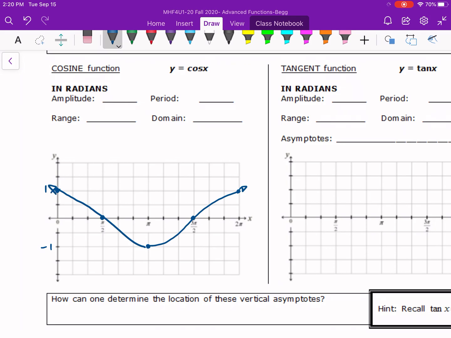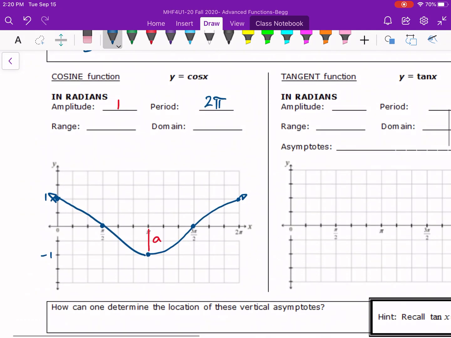And the amplitude is the exact same. The amplitude is still going to be 1. You know, the amplitude we can measure anywhere. It's between the axis and the maximum or minimum point. The period is still 2 pi, 1 full cycle. It's starting over after 2 pi. The range is exactly the same. Y is greater than or equal to -1, less than or equal to +1. And the domain is exactly the same again.